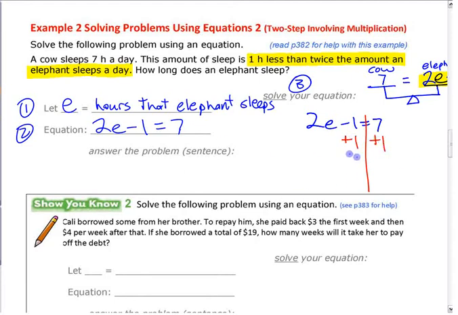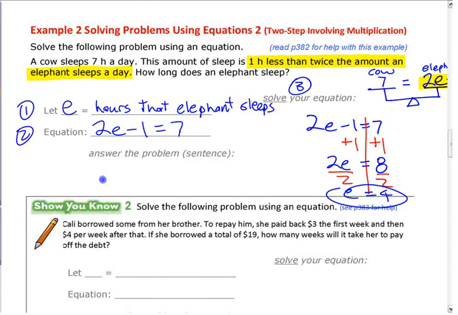So then what do we have? We have just a 2E over here. And you got 8. And then, what's the next step? Divide by 2 on both sides. And what are you left with? E equals 4, right? Now I know you could probably figure that out again just by saying, well, if it's 7, it's 1 less than twice as much, so it must be 8, 4. You can get this answer here.